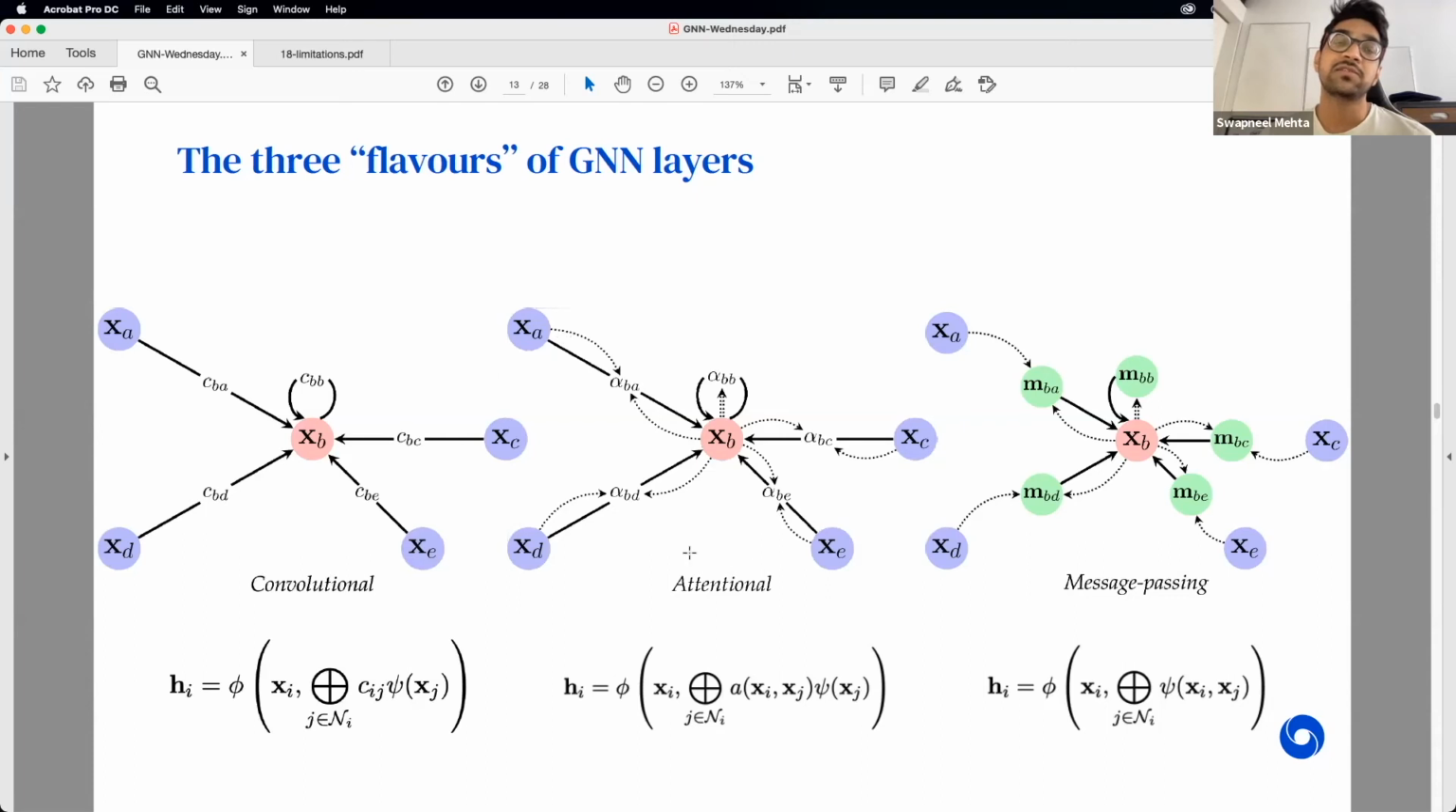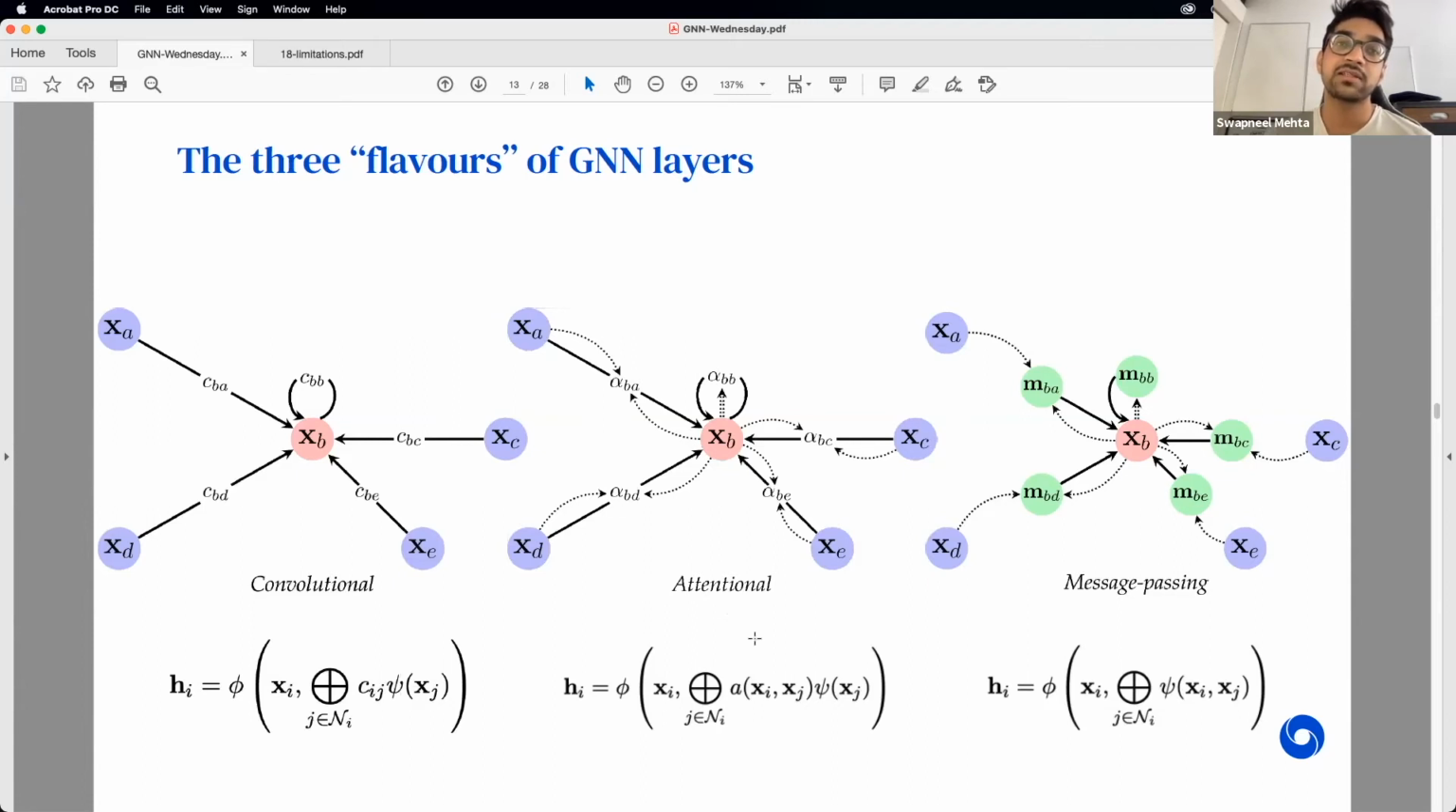In the second case, we increase the expressivity of this function. So instead of just multiplying by a constant, and now you can look at the equations for the constant: hi, this node state update, is a function phi of xi and a summation or some sort of aggregation of a constant times a function applied to each neighbor. So that is what it is doing, multiplying each neighborhood state by a constant after passing it through a function.